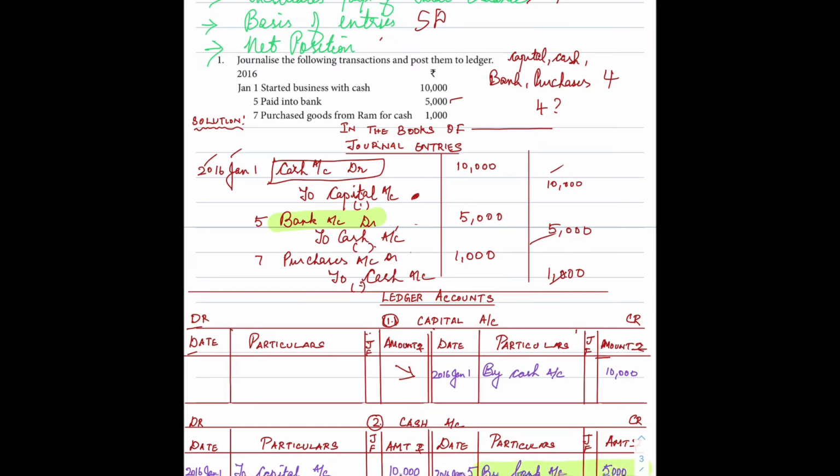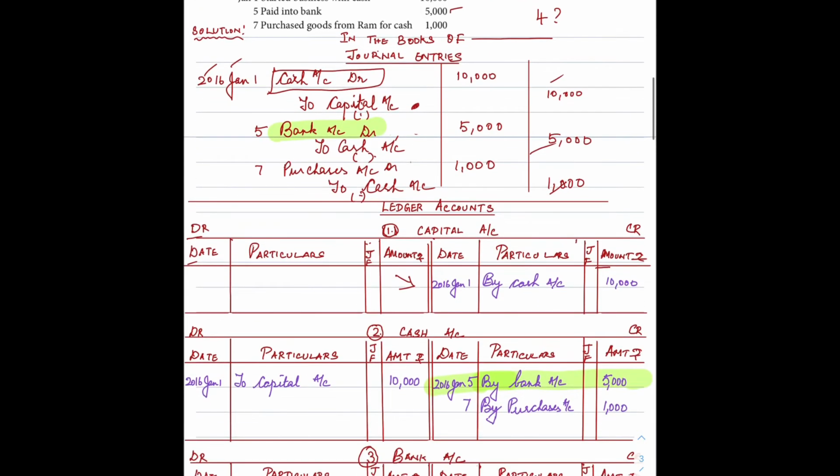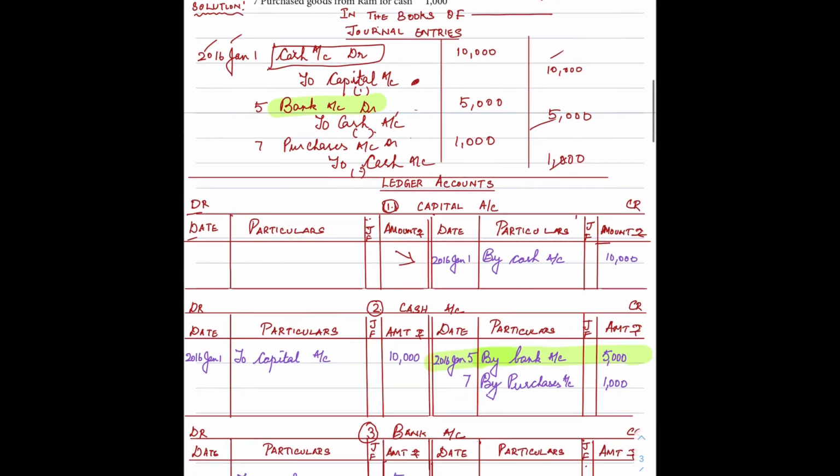I will write the date, along with the year and month. By balance, by bank account, rupees 5,000. So here I have shown it. Next, what should I do? I should open a bank account. In the bank account, where should it come? If it is on the credit side in cash, then in the bank it should come on the debit side. Are you able to understand?